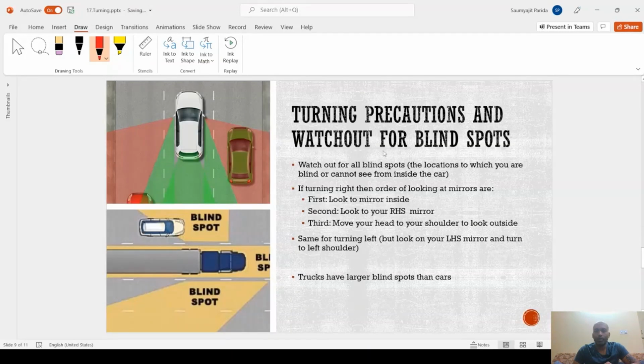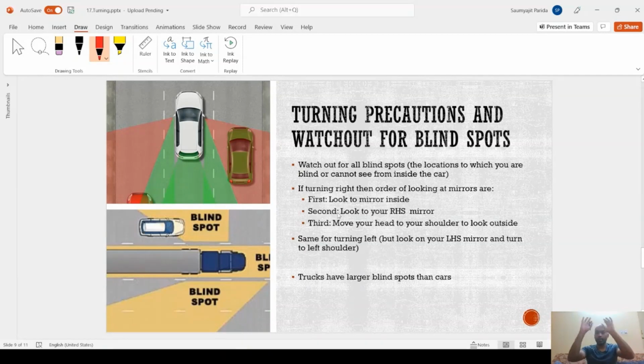Turning precautions, and watch out for blind spots. Watch out for all blind spots, the locations that you cannot see from inside the car. These are the rules for looking. First, look to the mirror inside the car on the top. Second, if you are turning right, look to your right-hand side mirror. Then turn your head over your shoulder to look at the blind spot. The same goes for turning left.